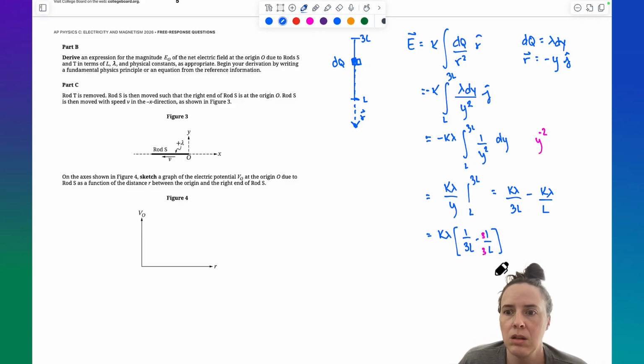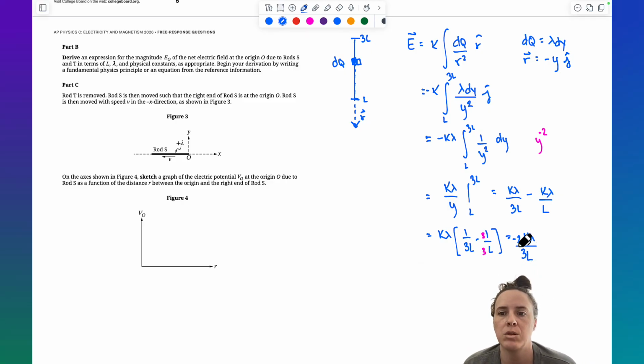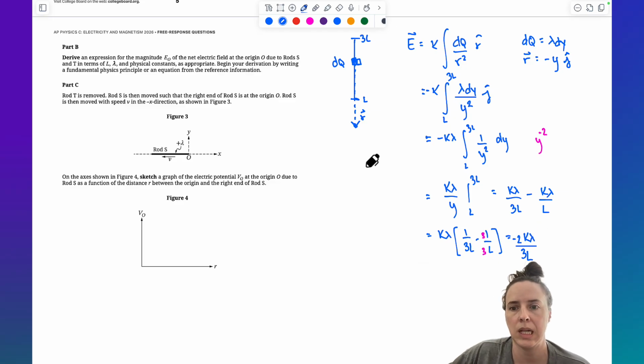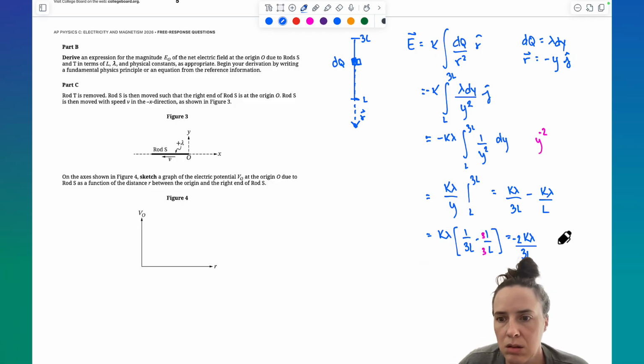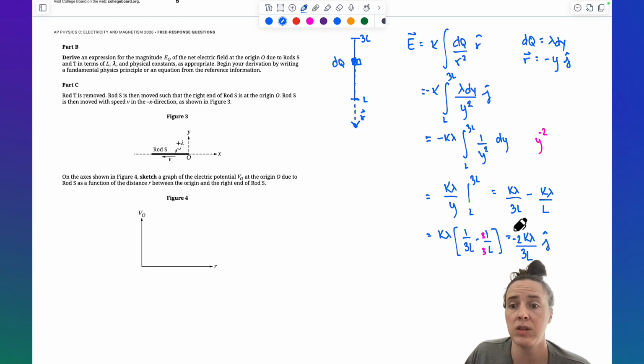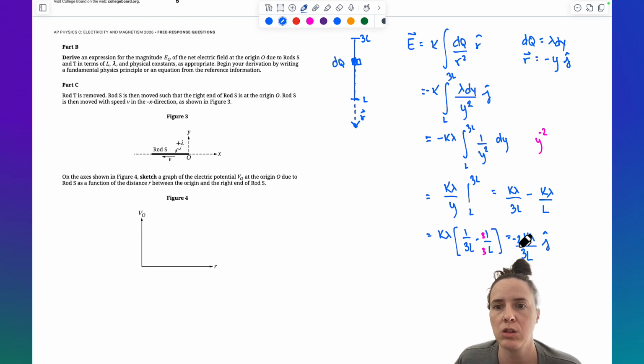So 1 over 3L minus 3 over 3L is going to give me k lambda. 1 minus 3 is a negative 2. So negative 2 over 3L. Cool. All right, so we're going to have a magnitude of 2/3 k lambda over L pointing down. Cool. Alrighty. So then, with our j hat, sorry, that negative sign actually came back to tell us that we're pointing in the negative direction.